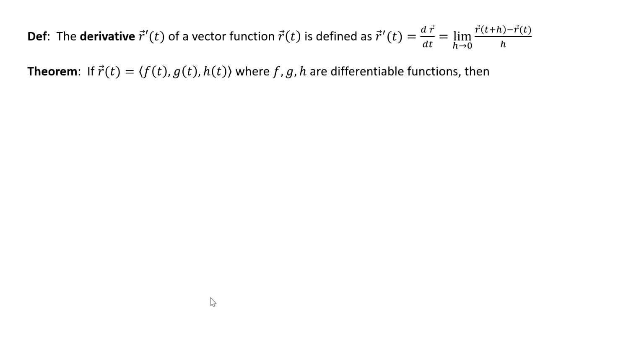If r of t is a vector function f of t, g of t, h of t, where f, g, and h are differentiable functions, basically you should be able to evaluate that particular limit of the difference quotient. That's all there is to it. And also, if you recall, when is a function not differentiable? Absolute value of x we know is not differentiable at x equal to 0. Why is that? Because there's a sharp corner. So anytime there's a sharp corner, or another word for that is kink.